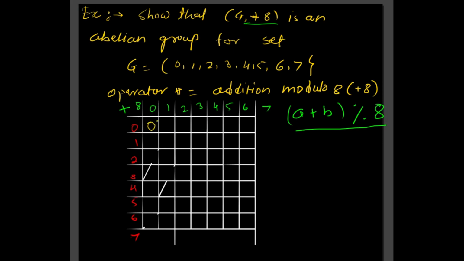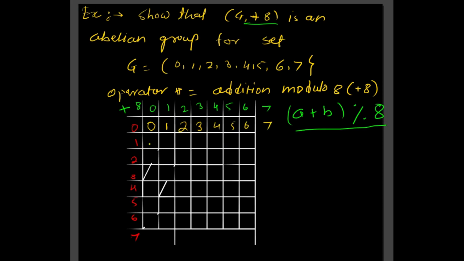Then 0 plus 1 is 1, and 1 mod 8 is 1. 0 plus 2 is 2, and 2 mod 8 is 2. 0 plus 3 is 3, and 3 mod 8 is 3. 0 plus 4 is 4, and 4 mod 8 is 4. Similarly it is 5, similarly it is 6, and it is 7. 0 plus 7 is 7, and 7 mod 8 is 7.